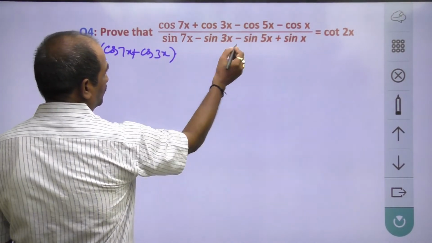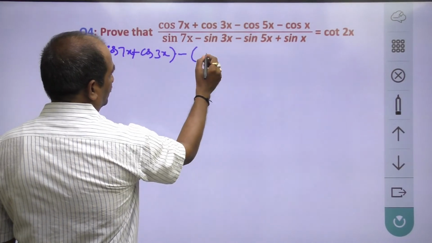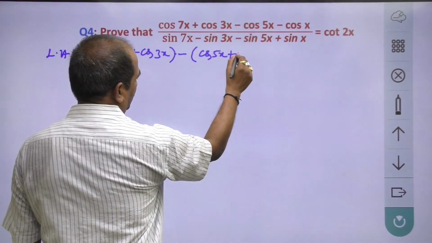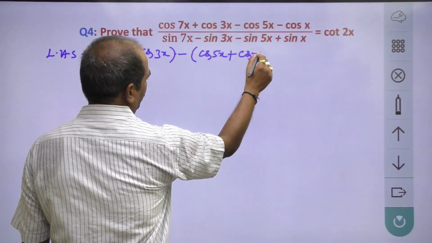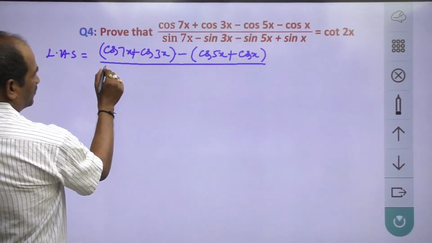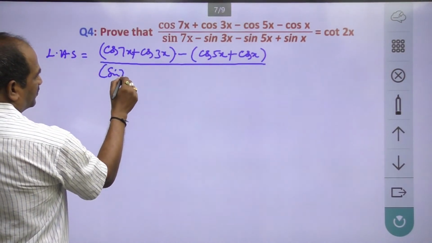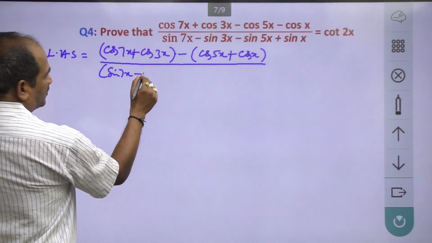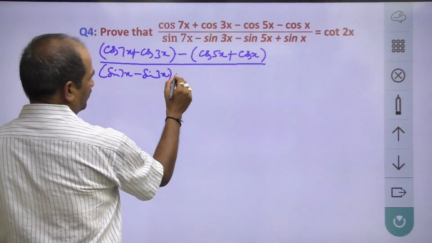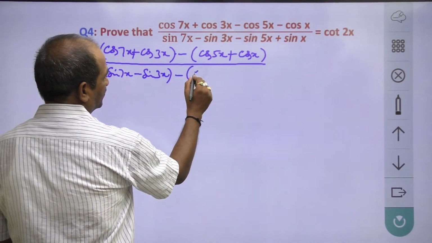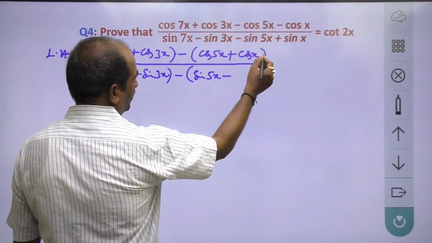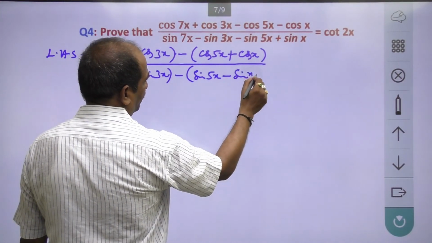Next, in these two terms, minus is common. So here cos of 5x plus cos of x, whole by, in the denominator, first write two terms. So that is sin of 7x minus sin of 3x. Next, minus is common, sin of 5x, minus sin of x.